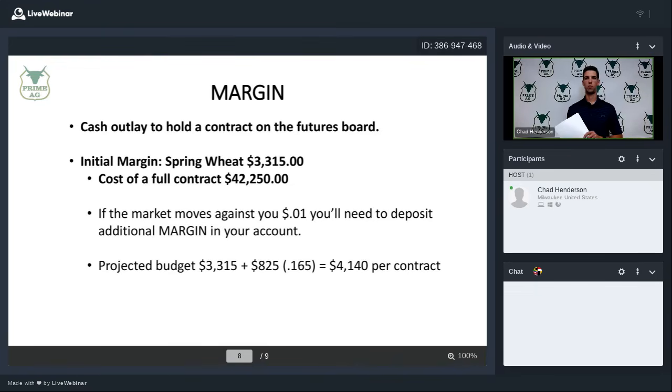That brings you to about $4,140 per contract. This fixes your risk in most cases. Why I say most cases is the market could gap around your stop. Is it likely? No. Does it happen? Yes. Should it make you afraid of doing this? No. And the point here, though, is that you can calculate how much cash you're going to outlay for this position and how much you're willing to risk.